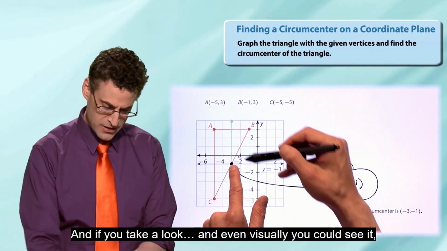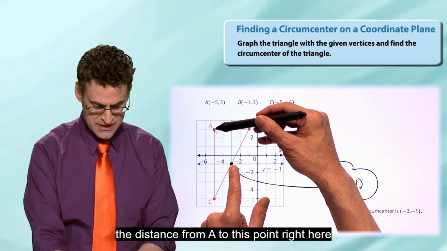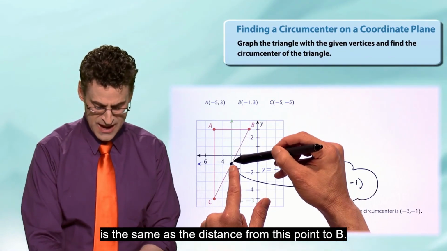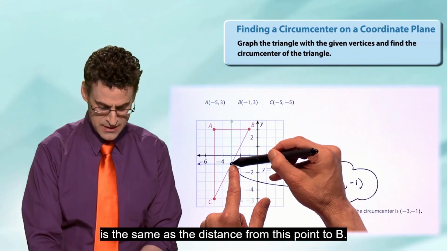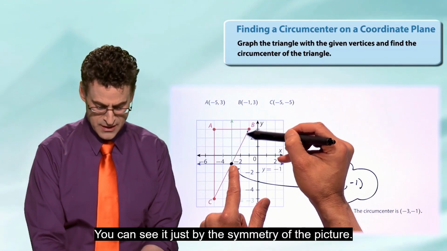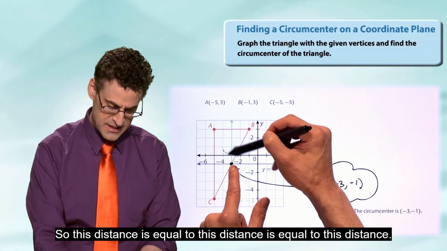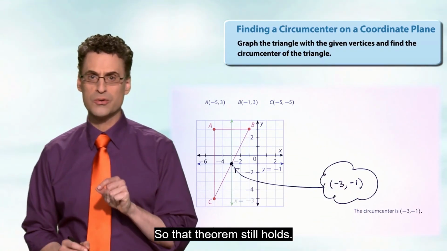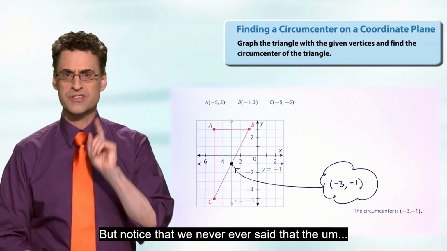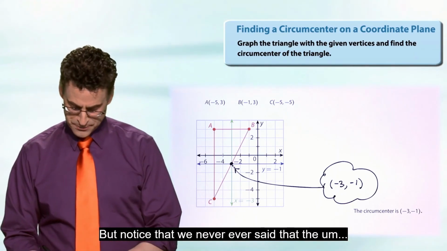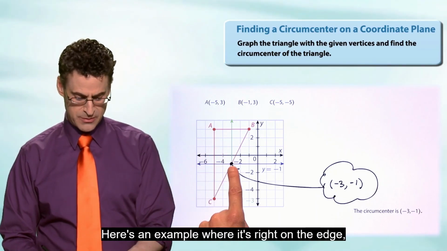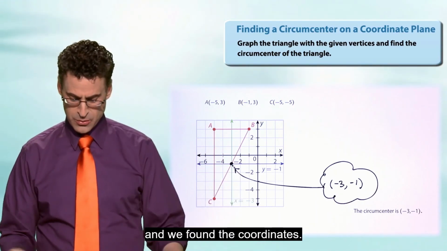And if you take a look, even visually you could see it, the distance from A to this point right here is the same as the distance from this point to B. You can see it just by the symmetry of the picture. So this distance is equal to this distance is equal to this distance. So that theorem still holds. But notice that we never ever said that the circumcenter has to be inside the triangle. Here's an example where it's right on the edge. And we found the coordinates.